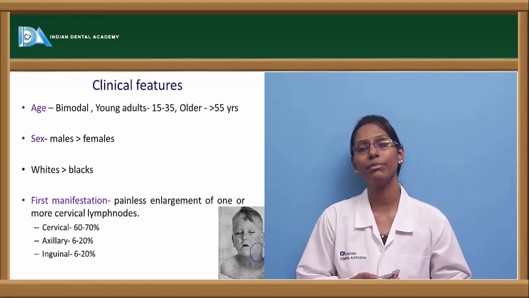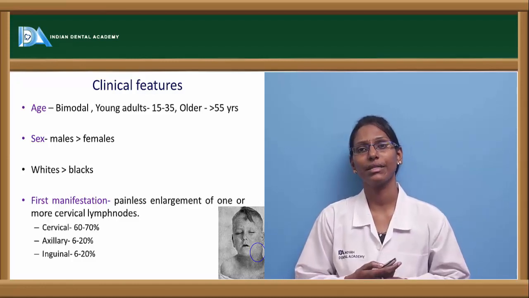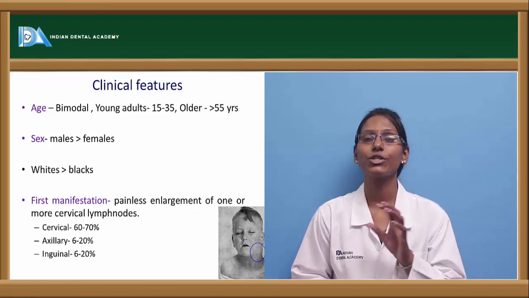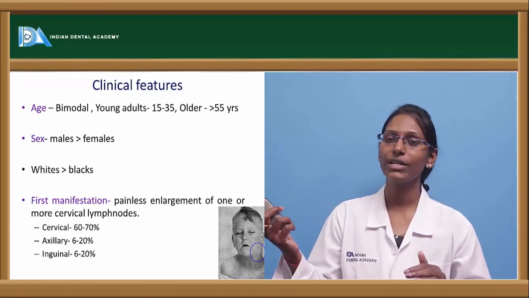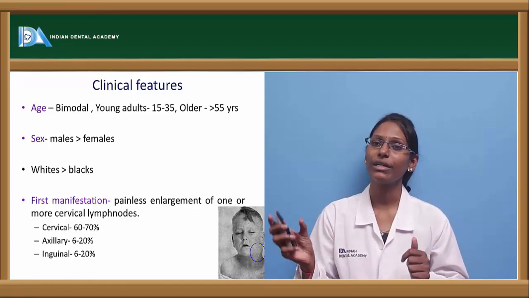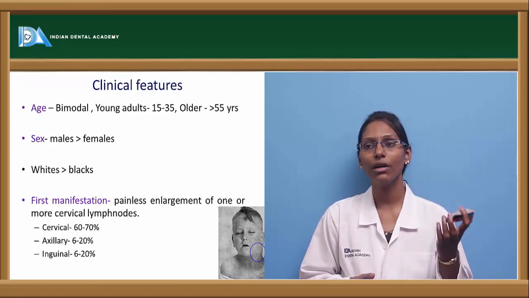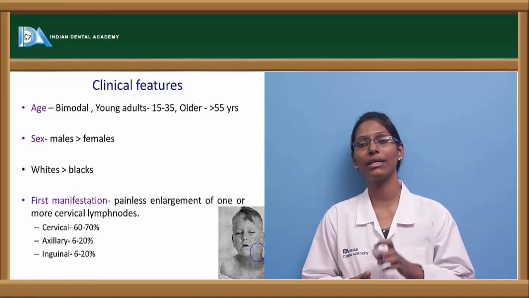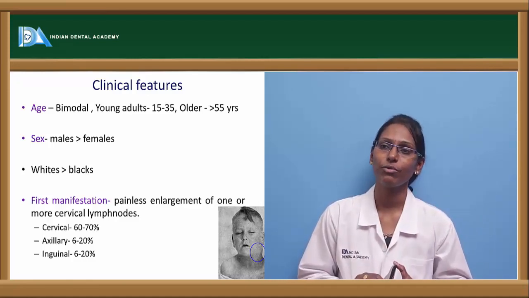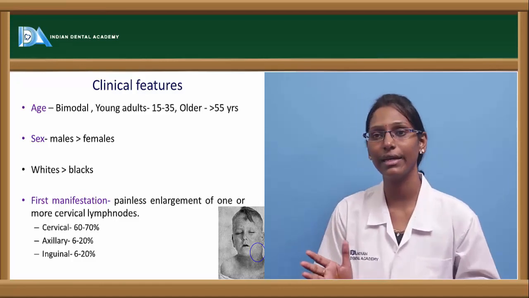Now coming to clinical features, Hodgkin's lymphoma has a peculiar bimodal representation. That is, it is usually seen in young adults of about age group 15 to 35 years, and again in the older age group, that is greater than 55 years. So these two age groups are most commonly involved in Hodgkin's lymphoma, and males are usually more involved than females, and the white population is more involved than the black population. Coming to the first manifestation of Hodgkin's lymphoma, usually it is a painless enlargement of one or more cervical lymph nodes.